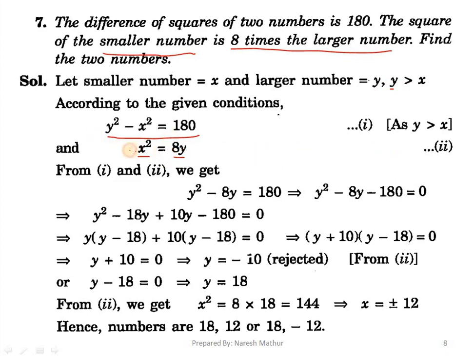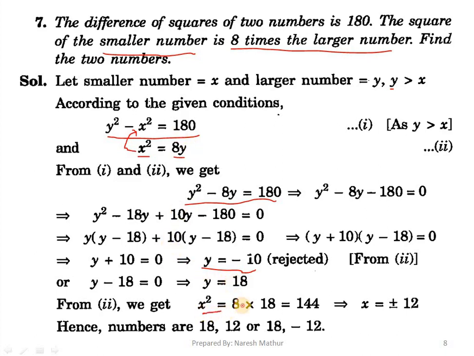Then just substitute the value of x square from equation 2 into equation 1. So we have the equation y square minus 8y equals 180. Just split it, minus 18 plus 10. So we get y minus 10 and y equals 18. Why should this value be rejected? Y equals minus 10 is rejected because x square equals 8y. If we take y equals minus 10, then x square will equal minus 80. The square of any number can't be negative. That's why this value will be rejected. So we'll take y equals 18.